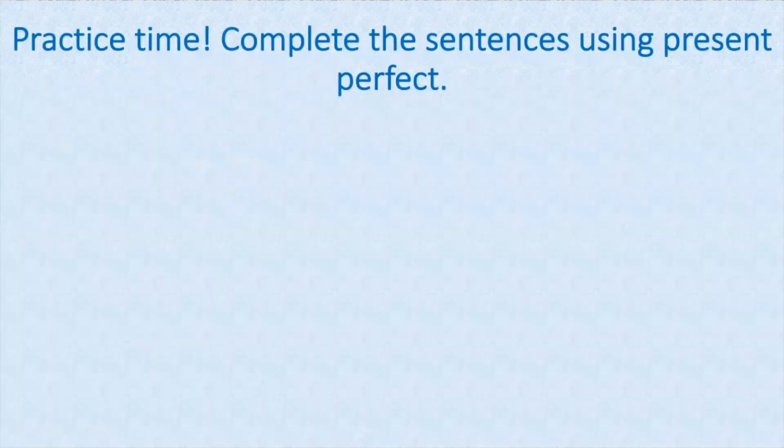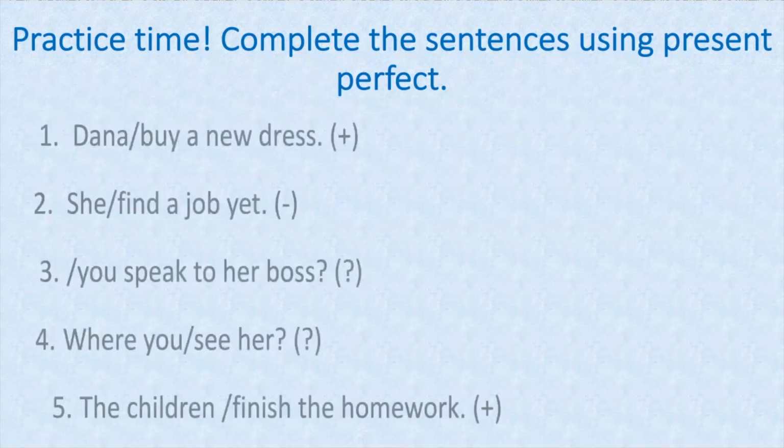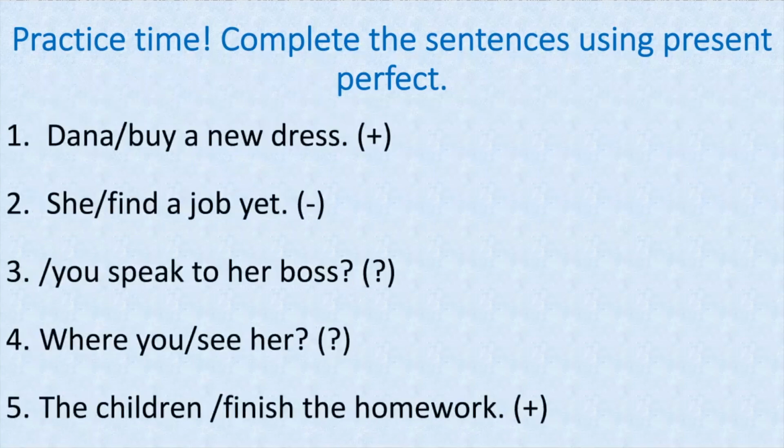All right, let's have some practice. Please complete the sentences using present perfect form of the verb. Depending on the sign that you see in parentheses, your sentence will be affirmative if it's a plus, negative if it's a minus, or a question if you see a question mark. Pause the video, spend 2 to 3 minutes to complete the task. You can go back and rewatch the video if you need to review which auxiliary verbs to use.